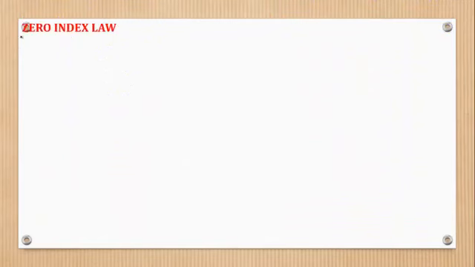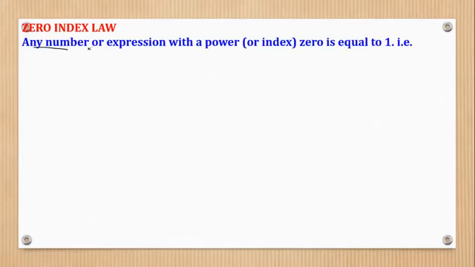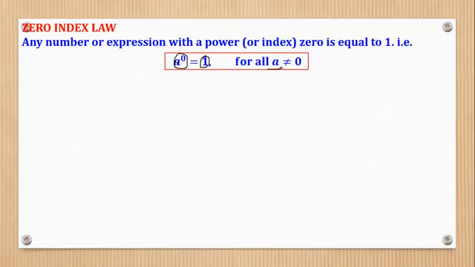Now there's what we call the zero index law. What if the power is 0? What do you get? Any number or expression with a power of 0 must be equal to 1, always. Whatever you see, if the power is 0, just know that the answer should be 1 for all a not equal to 0. This a cannot be 0, because 0 to power 0 is not for our level. But someday at campus, you realize that it has an answer.